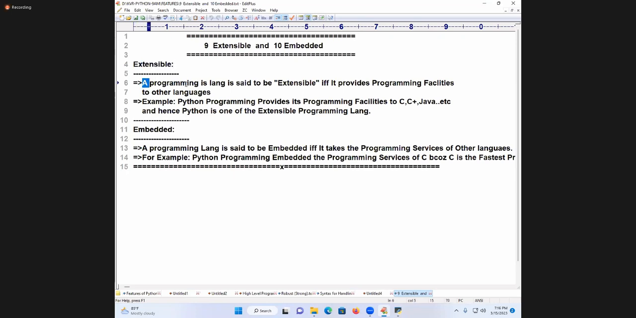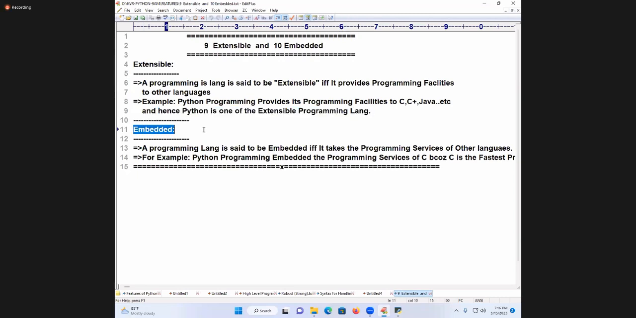Extensible: a programming language is said to be extensible if and only if it provides programming facilities to other languages. For example, Python provides its programming facilities to C, C++, Java, etc. Hence, Python is one of the extensible programming languages.